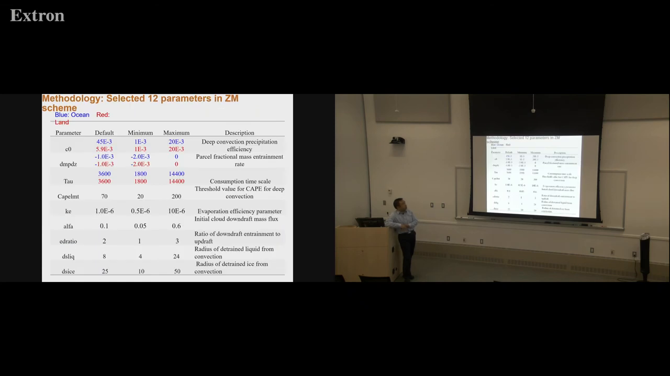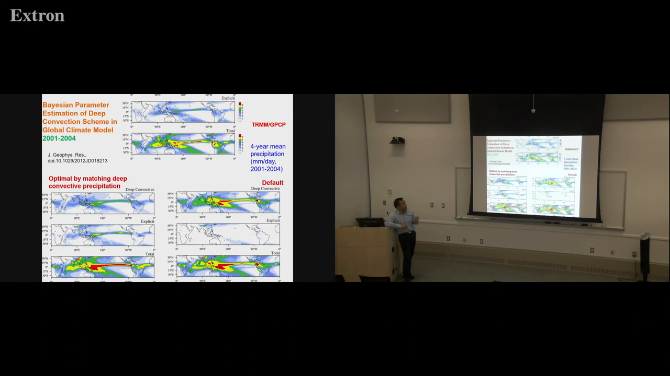So we identified 12 parameters that control the convection schemes. This is the default parameter used by the model, and there is a minimum and maximum range over which we can vary the 12 parameters. We tune these 12 parameters to achieve better results. This is the satellite data, and this is the optimal one. You can see that through this optimization we achieve much better results, recovering the tropical area convection.